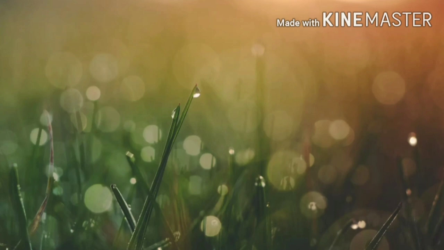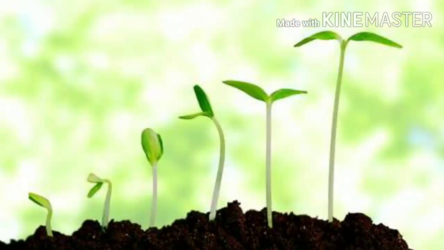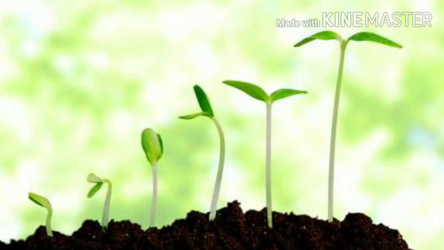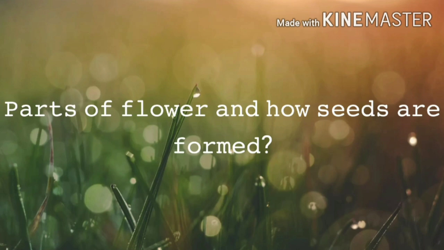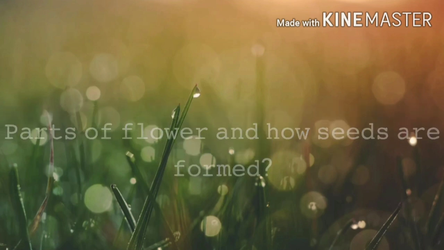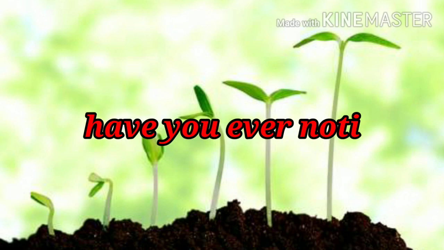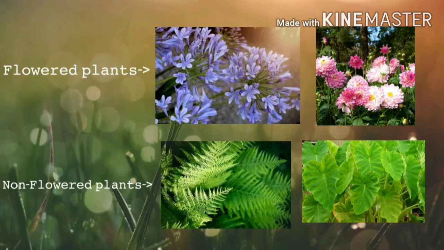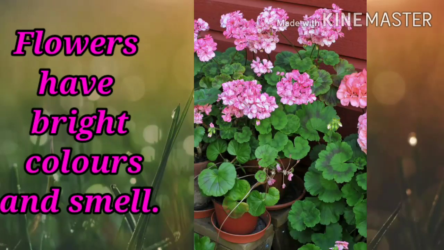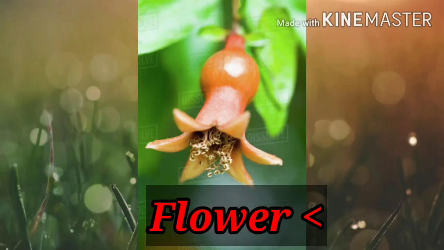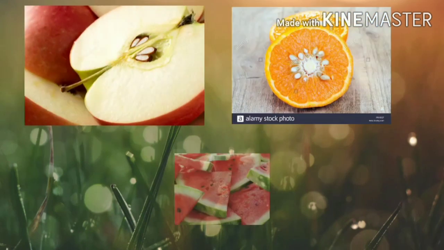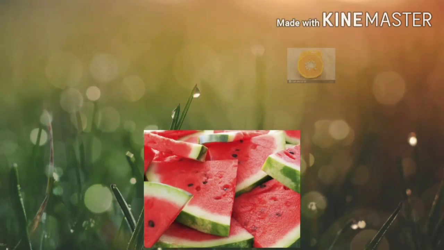Dear students, today we will start our first chapter, Growing Plants. In this chapter, first we learn about parts of a flower and how seeds are formed. Dear students, if you see around you, you will notice that some plants bear flowers and some do not. Flowers have bright color and smell. Some of these flowers turn into fruits and some fruits like apples, oranges and watermelons have seeds inside them.